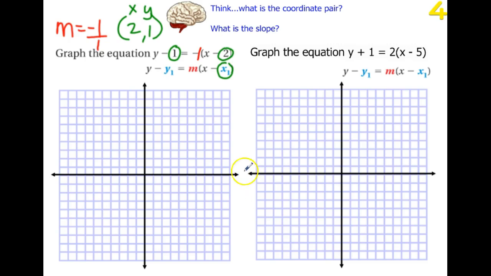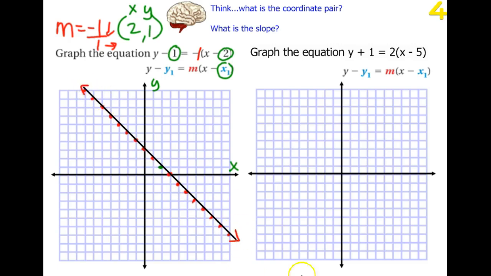So if we plot that point, x is 2 to the right, y is up 1 right there, 2, 1. Our slope is -1 or down 1, positive 1 is to the right. Down 1, positive numbers are to the right. Down 1, to the right. Or up 1, 1 to the left. There's a lot of points on that one. And then draw your line through it.